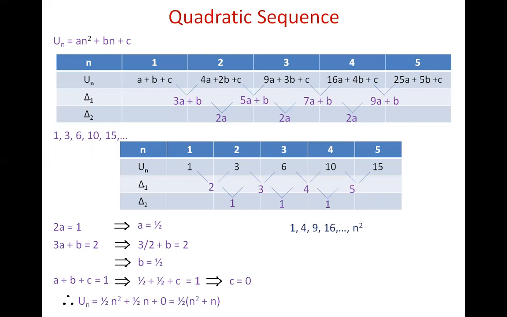Now let us see some simple quadratic sequences. 1, 4, 9, 16. See, they are square numbers. 1 square is 1, 2 square is 4, 3 square is 9. These are the squares of the natural numbers, so the nth term will be n square. If you subtract 1 from each square number, we get a new sequence whose nth term is n square minus 1. If we add 3 to each square number, we get a sequence whose nth term is n square plus 3. If you multiply by 3, we get a new sequence whose nth term is 3n square.